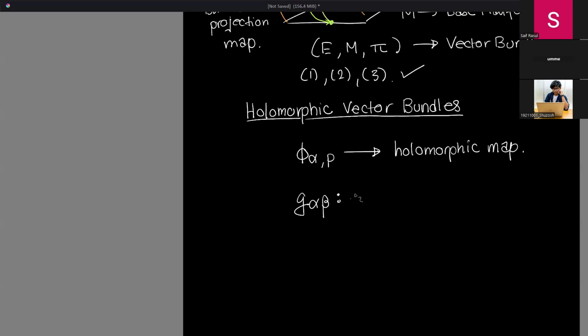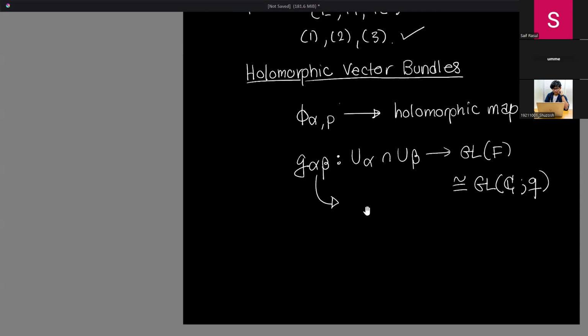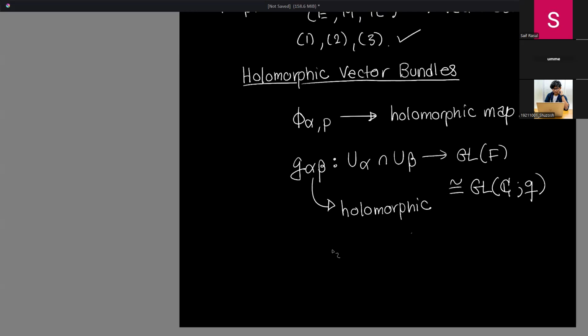So if this is holomorphic, then G alpha beta, which is a map from U alpha intersection U beta to GLF, which is isomorphic to GLCQ, is also holomorphic, right? Because it's a composition of holomorphic functions. So that's a holomorphic vector bundle. Everything else is the same. We still have E, M, and pi. We just require this set G alpha beta to be holomorphic.